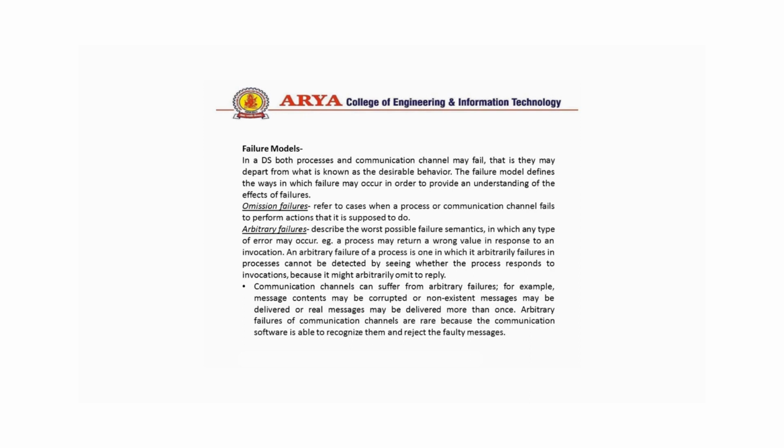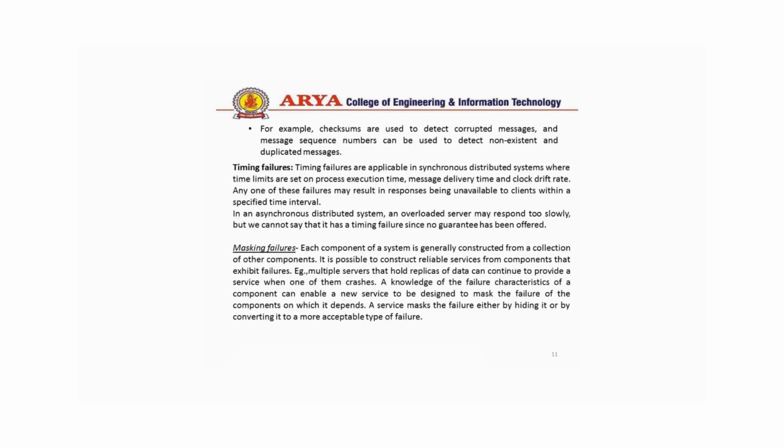Communication channels can suffer from arbitrary failures. For example, message contents may be corrupted, or non-existent messages can be delivered, or real messages may be delivered more than once. But arbitrary failures in communication channels are very rare because communication software is able to recognize them and reject the faulty messages, as we have seen through examples such as checksum. Checksum detects the corrupted messages, and message sequence numbers can be used to detect non-existent and duplicated messages.